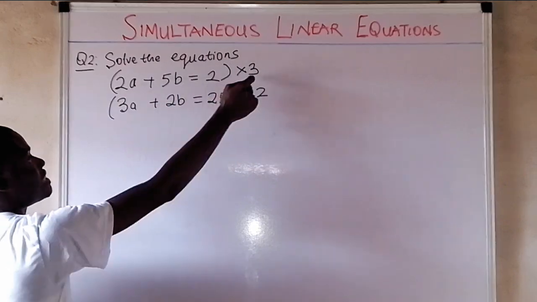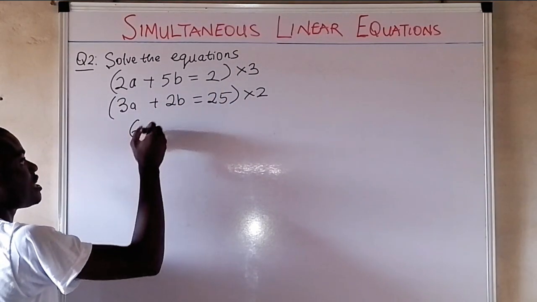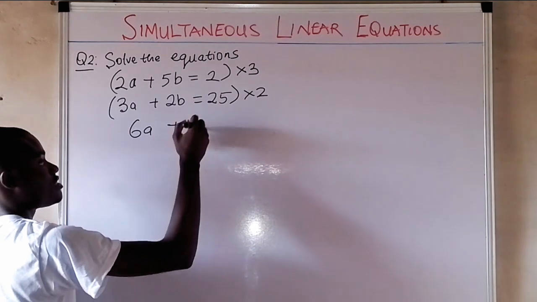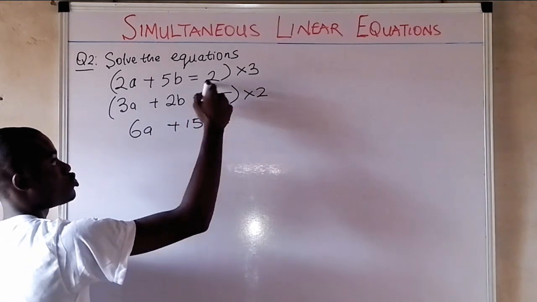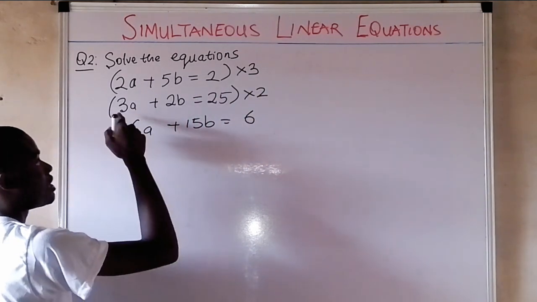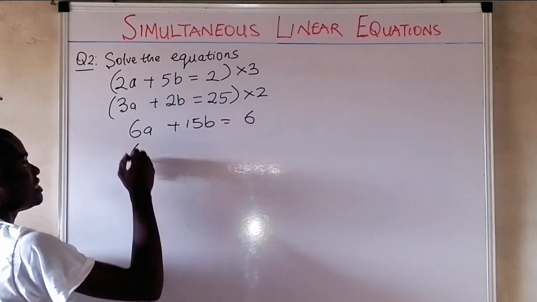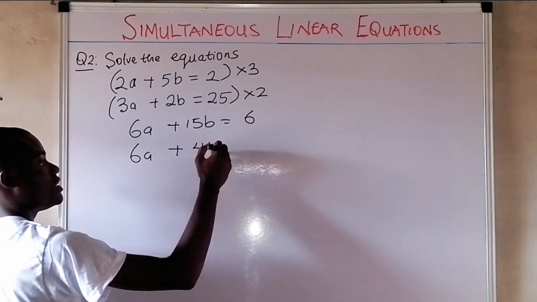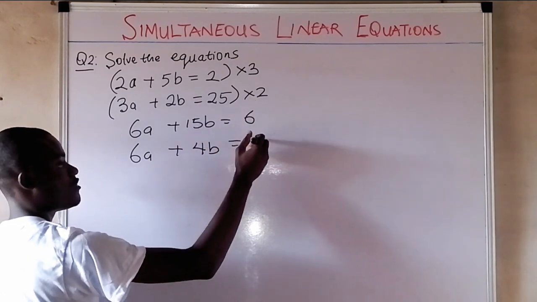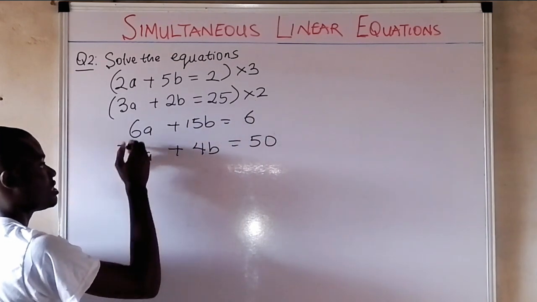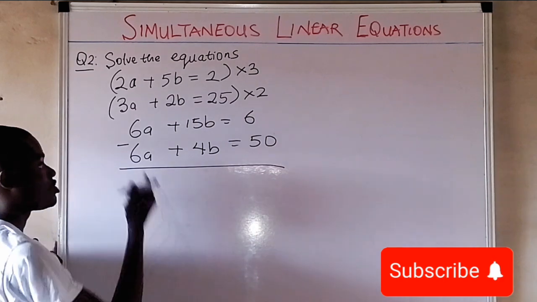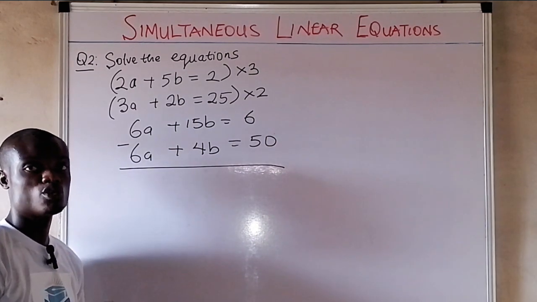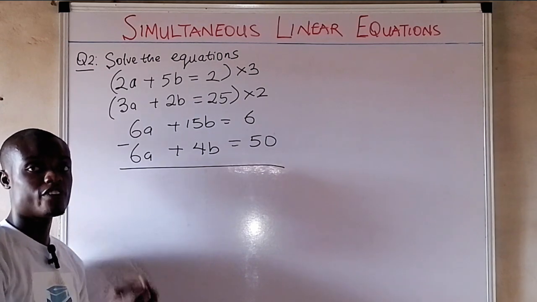So now 2A times 3 is 6A. 5B times 3 is 15B. Then 2 times 3 is 6. Now 3A times 2 is 6A. 2B times 2 is 4B. And 25 times 2 is 50. Then we can eliminate. Now when we eliminate, 6A minus 6A is 0. This is the reason why it's called the elimination method, because one has to go for you to find the other one.